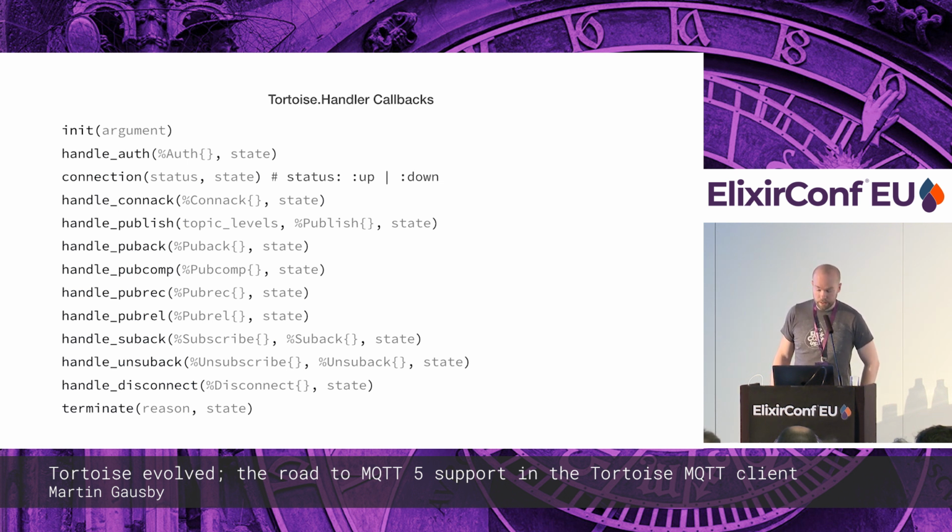Handle auth is number 2 up there. That one will be called when we are in the enhanced authentication phase, and the connection is still there. Init is still, as we are used to, and terminate is there. I have decided to call what was previously handle message, handle publish.